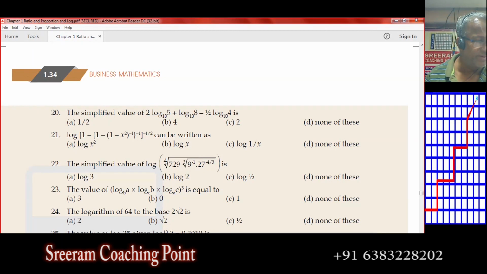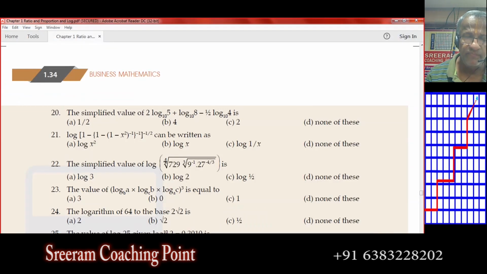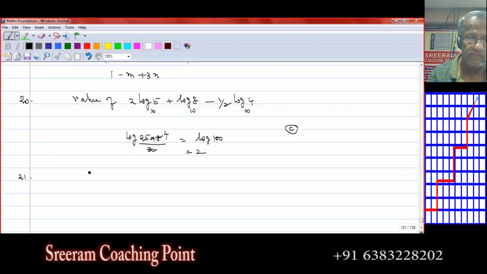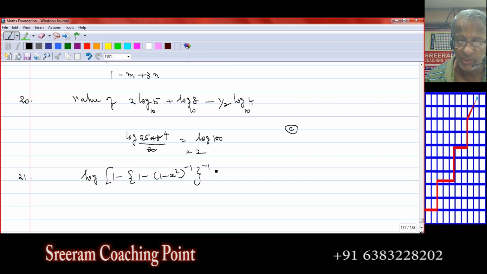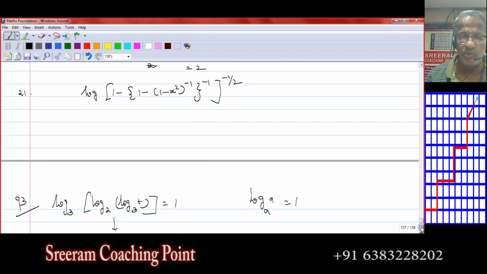So only one problem we have done. So this was the problem that we have done. So just check up with the result. It is log of 1 minus (1 minus (1 minus x squared) to the power minus 1) minus 1, to the whole power minus half. So like the same as what we have done for indices, we can do that.